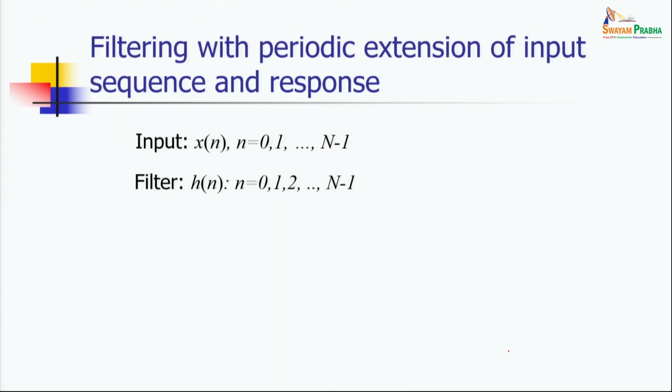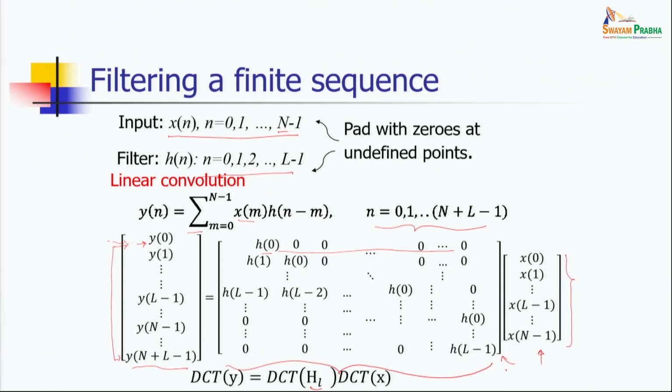So this is the HL matrix and this is X, the x column vector. So the DCT of x multiplied by the DCT of HL should give me the DCT of y. And you know that the DCT of HL can be pre-computed. So in a filter, this is a pre-computed feature, so this becomes a parameter. So for every unknown x, you just simply multiply with this and you get this block.